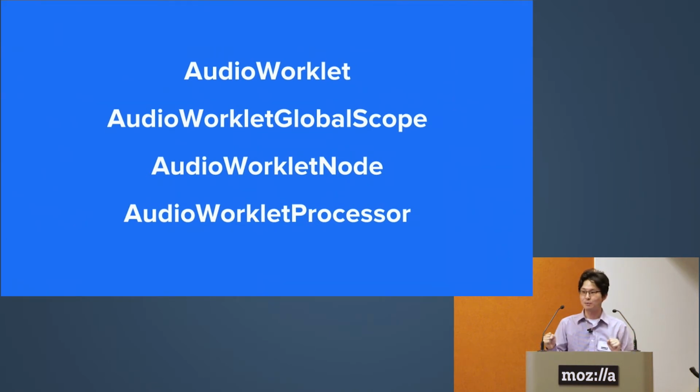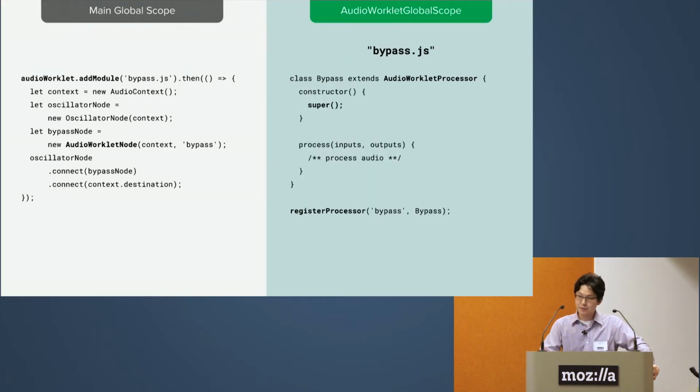Is this becoming boring, or so far so good? Okay. So the first one is AudioWorklet. AudioWorklet is a singleton object that belongs to window. And AudioWorkletGlobalScope is the scope for the JavaScript code that will be evaluated in a separate scope. And we have AudioWorkletNode and AudioWorkletProcessor. So this is the code.